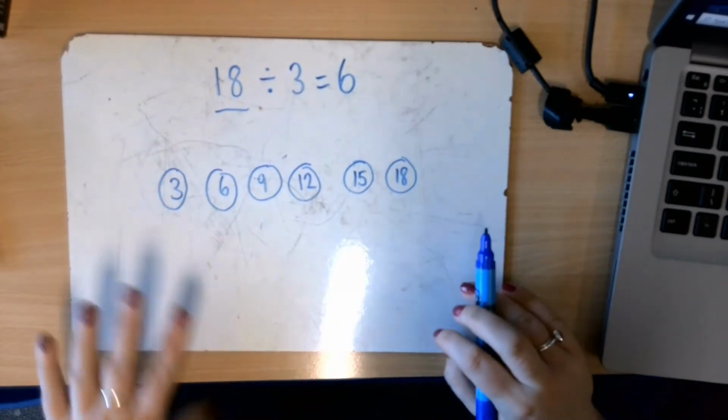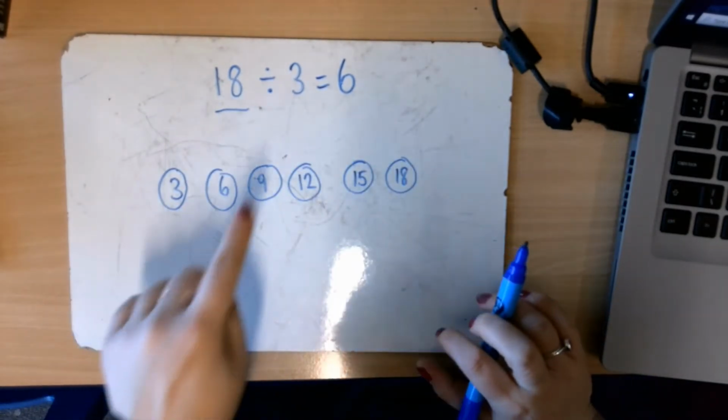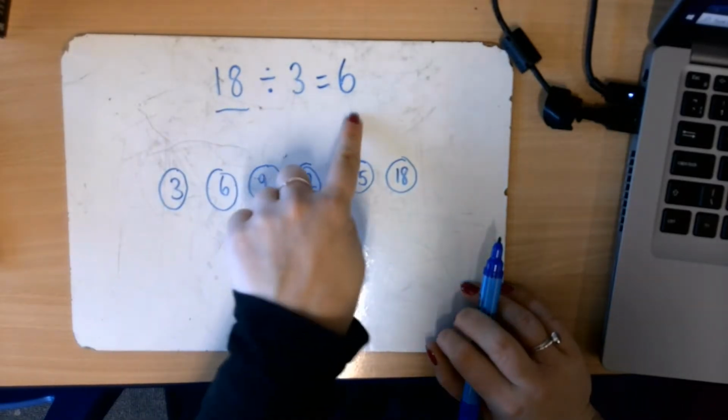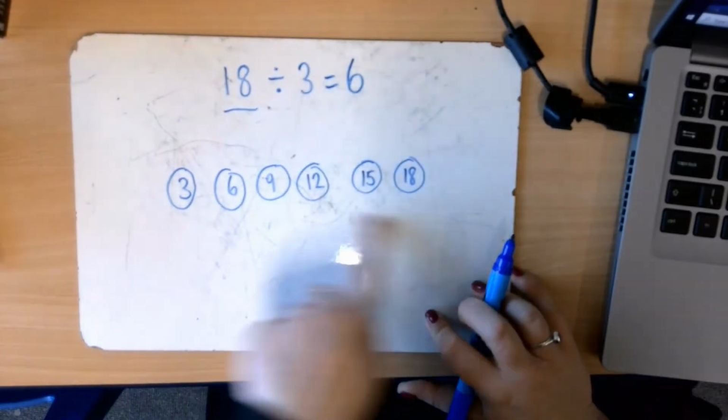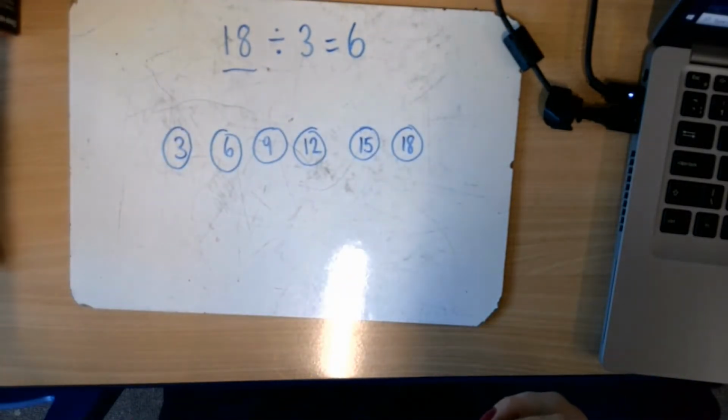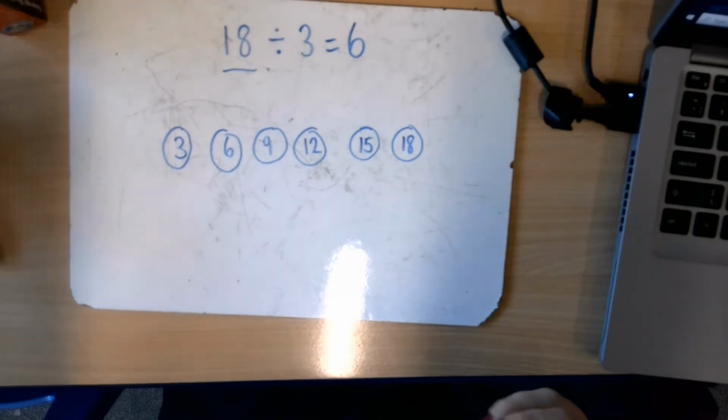We also know that that could mean if I share 18 into 3 groups, how many would each group have? And that would be 6 also. But this is a strategy for grouping. Let's try another.